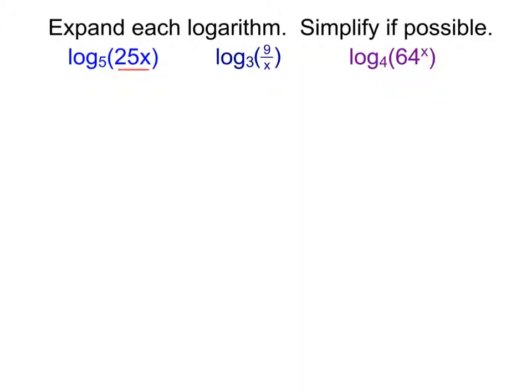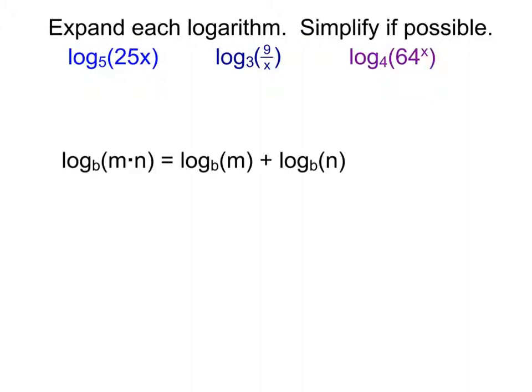Well, as I look inside here, I see 25x. That means 25 times x. So we go to the one that has multiplication inside of the logarithm. That's our first rule. And so I'm going to be applying this rule to this. So notice, it's going to be log base b becomes log base b, log base b. So the base is going to be the same every single time. In fact, it has to be the same for this to work in either direction.